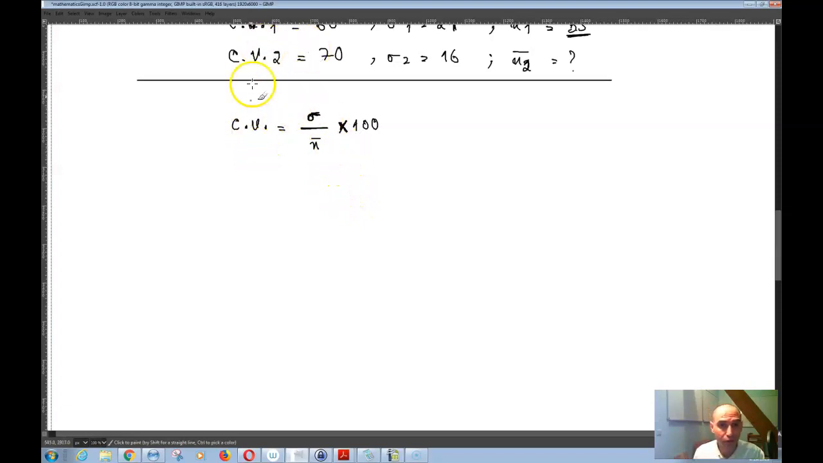And so here your coefficient of variation is 70. It takes me a long time to get used to new terminology. 70, and your sigma is equal to 16, and your x bar is basically what you want to calculate, and you want to multiply that by 100. So again, you can write this as 70 is equal to 1600 divided by x bar.